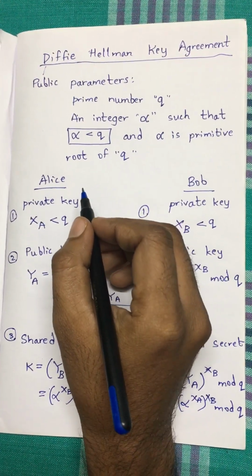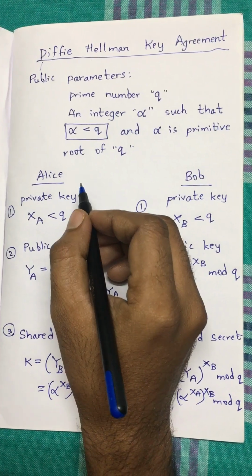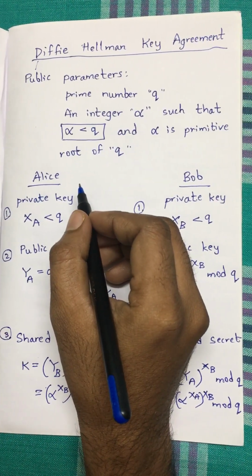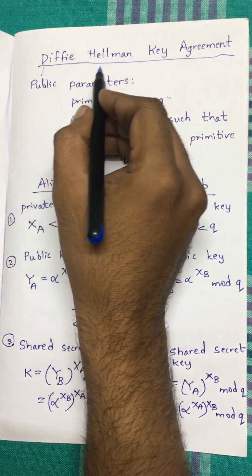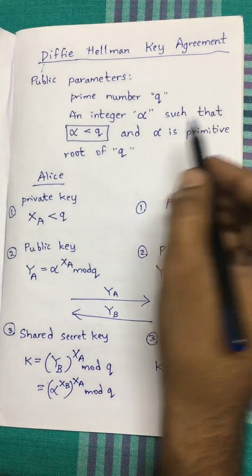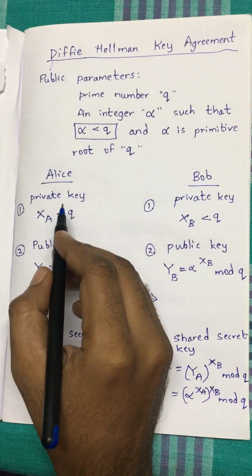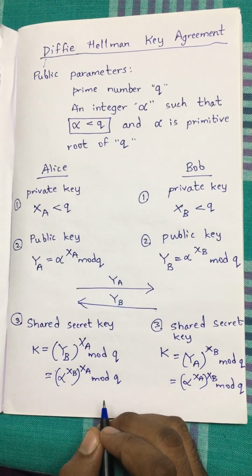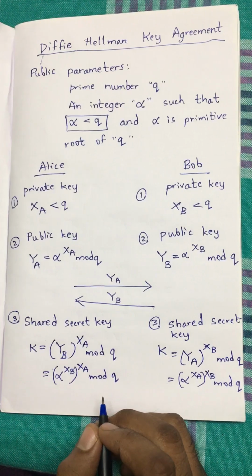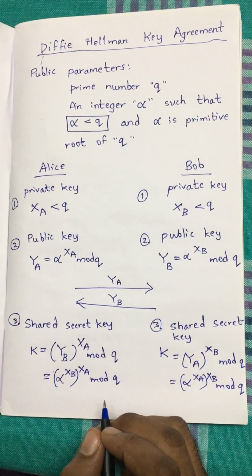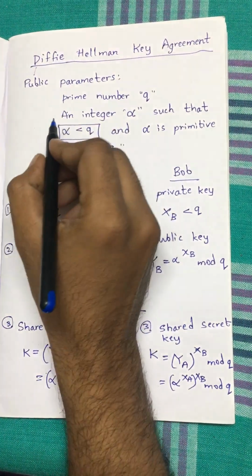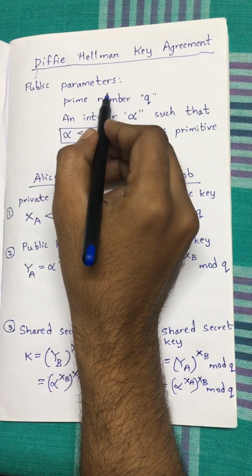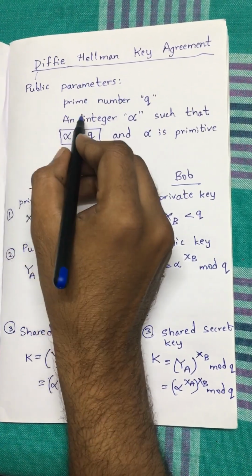In this video, we are going to learn about one of the most important public key cryptography algorithms, which is the Diffie Hellman Key Agreement Algorithm. In this, both the parties will generate a secret key which is going to be useful for secure communication between the two parties. Initially, public parameters are selected.